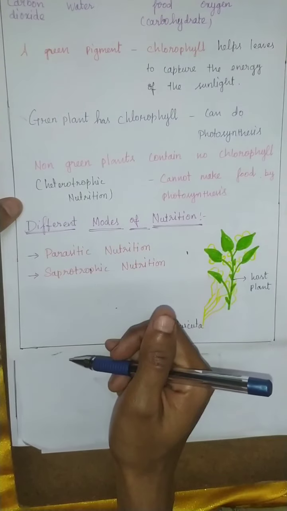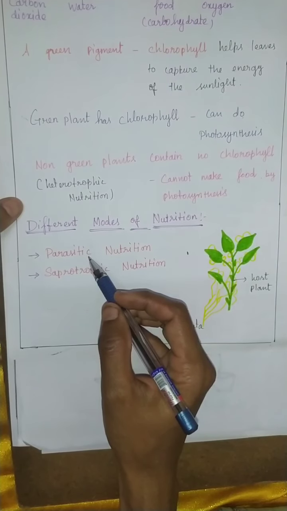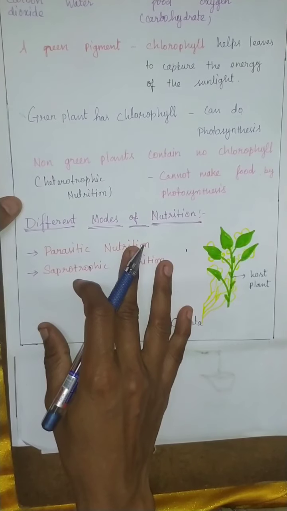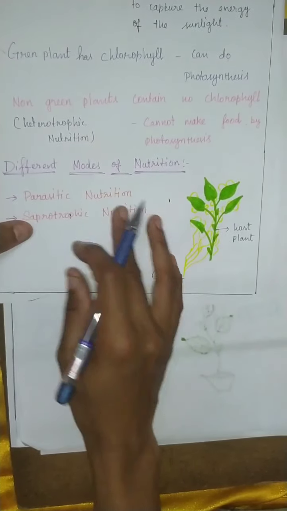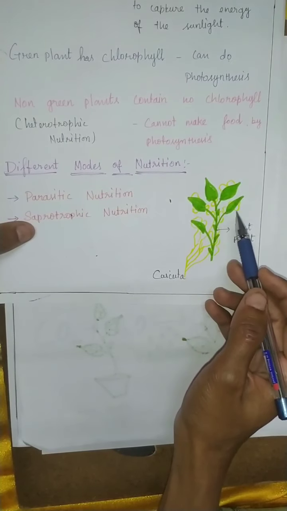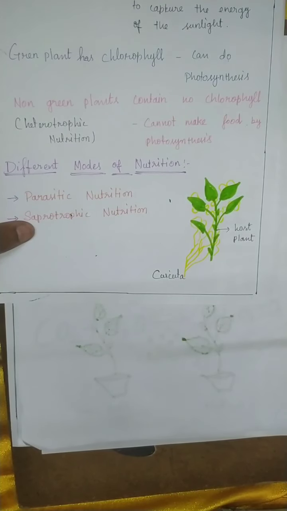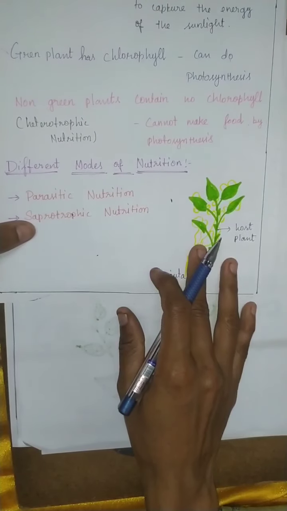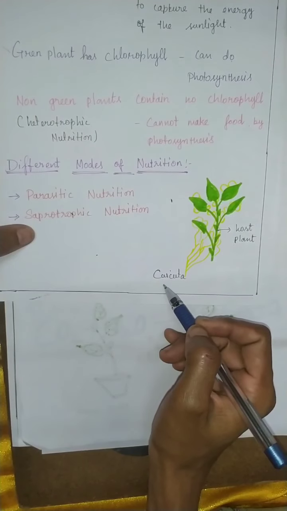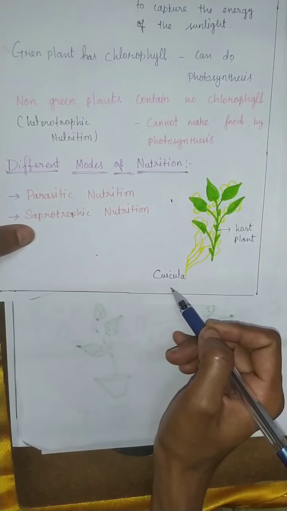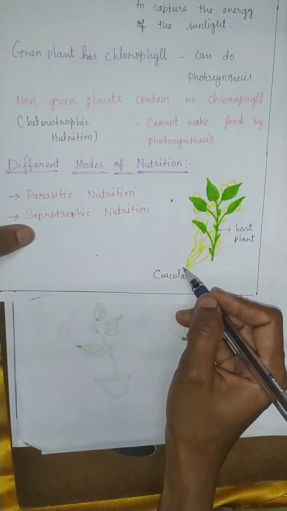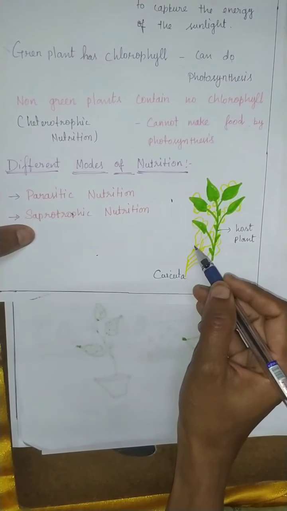What is parasitic nutrition? When an organism takes ready-made food from another organism, it is known as parasitic nutrition. We have seen some non-green plants climb on another plant and take ready-made food from that plant. Example, Cuscuta. Cuscuta is a non-green plant. It contains no chlorophyll. Its color is yellow. It has no leaves. It has yellow slender stems.